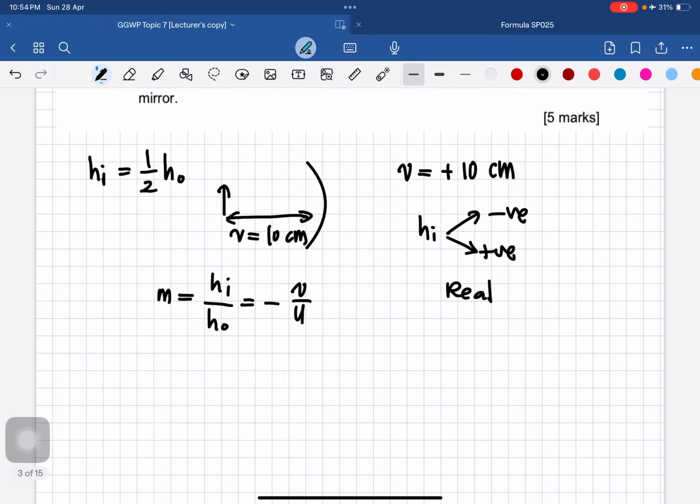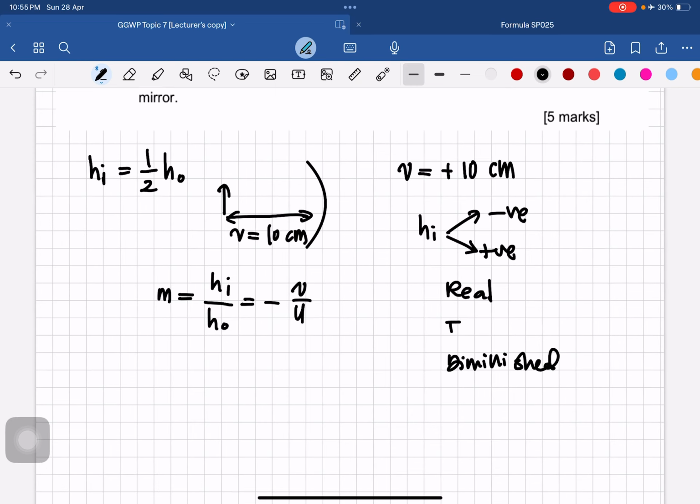Lepas tu dia bagi tahu height of the image is half the height of the object. Meaning, this is diminish. Okay, so kita ada satu karakteristik yang kita kena tahu. Is it gonna be inverted or will it be upright? Okay, so usually I'm just gonna hafal there as RID, VUM, RIS, something like that lah. But based on this, if you refer to your notes, it should be an inverted image. Okay, so kalau image to form as real and diminish, the third characteristic should be an inverted image.